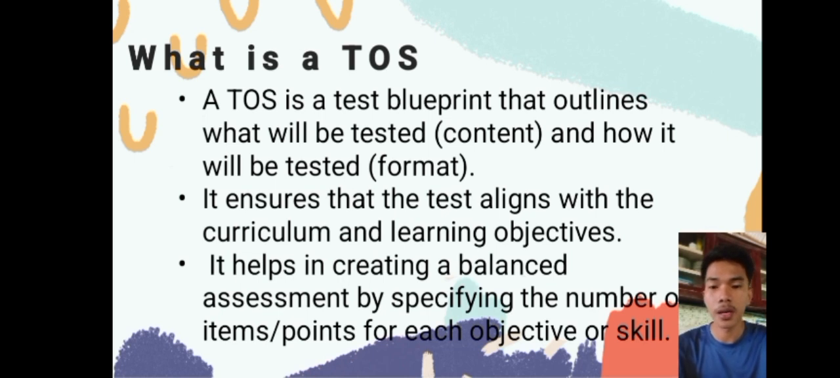But actually, there are different types of table of specification that I am going to discuss later on, that basically spell out the what will be tested, or the content, the subject matter, and the objective or skill that we are going to measure, and the how it will be tested, the format, the process, and the method of testing that we are going to use in an assessment.